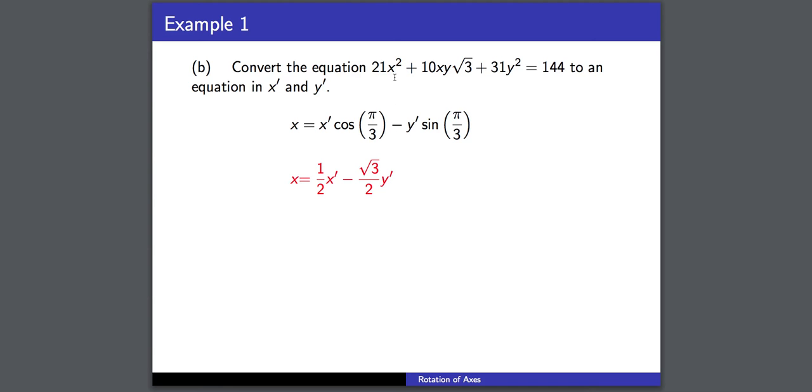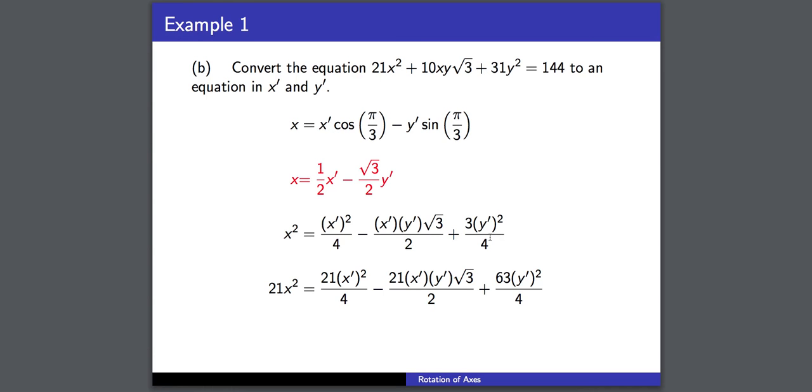Now we want to do 21x squared, so we're going to start by squaring this, and when you multiply this out, and I encourage you to multiply this out manually, you'll get x prime squared over 4 minus x prime y prime times the square root of 3 all over 2 plus 3y prime squared over 4. Again, that's just multiplying 1/2 x prime minus square root of 3 over 2 y prime, the whole thing squared. Then we're going to multiply by 21, so we take each of these terms and multiply them by 21, and we'll get 21, and 21, and 3 times 21 is 63.